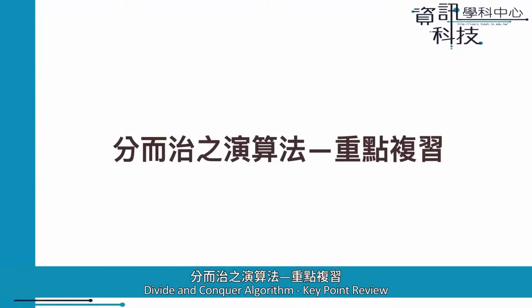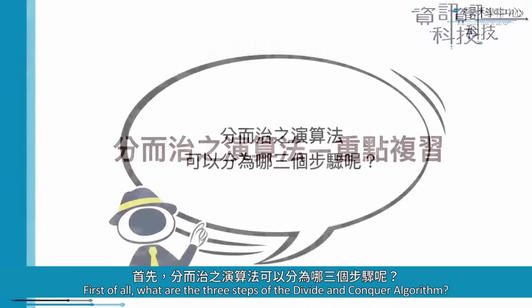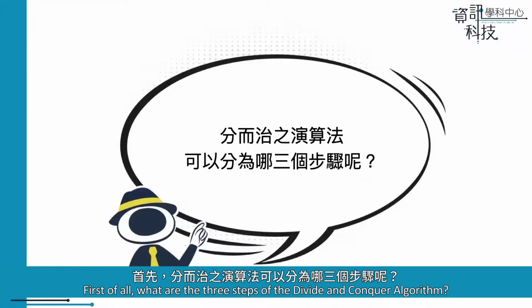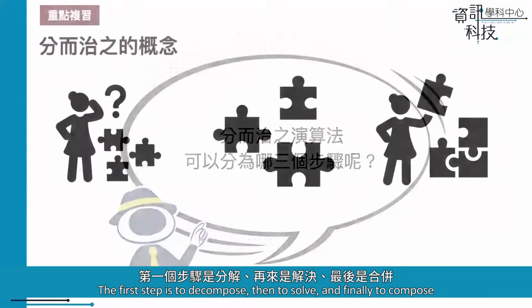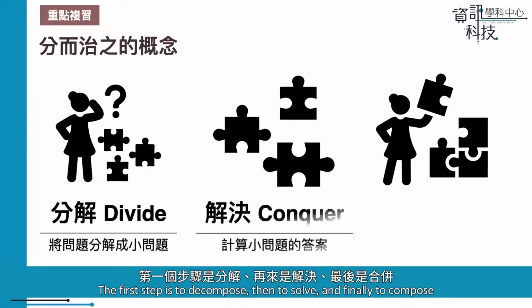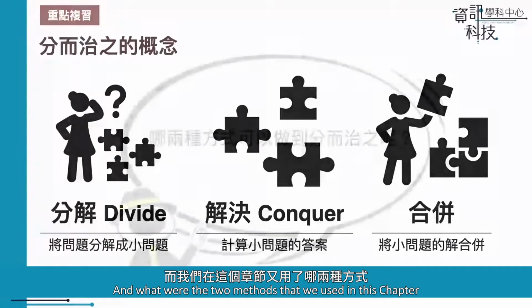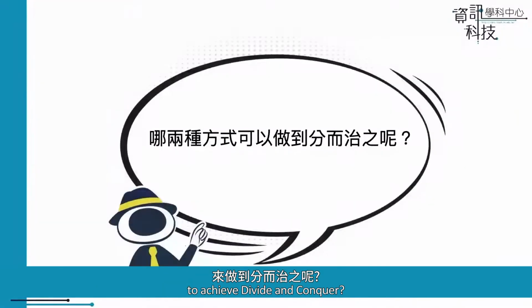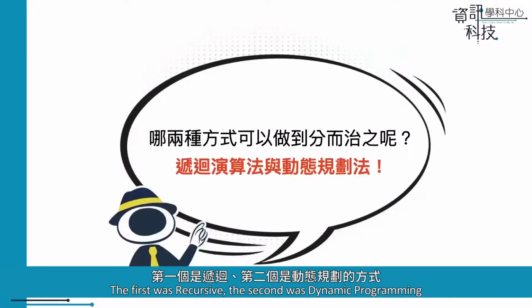Divide and conquer algorithm key point review. First of all, what are the 3 steps of the divide and conquer algorithm? The first step is to decompose, then to solve, and finally to compose. And what were the 2 methods that were used in this chapter to achieve divide and conquer? The first was recursive. The second was dynamic programming.